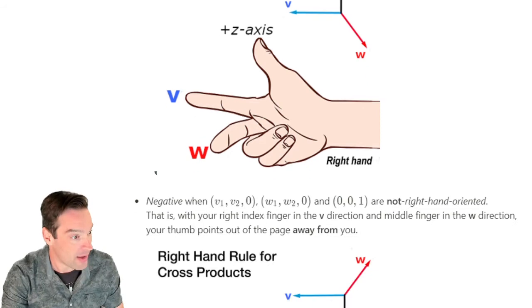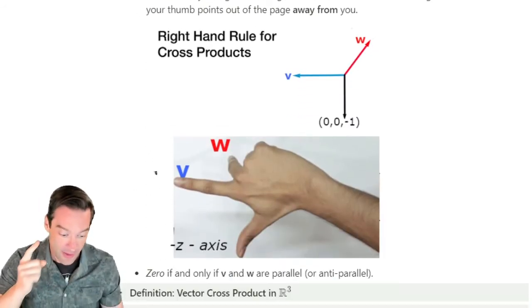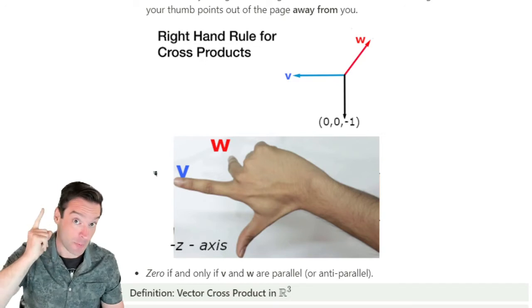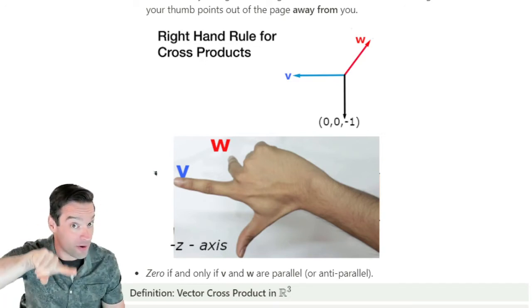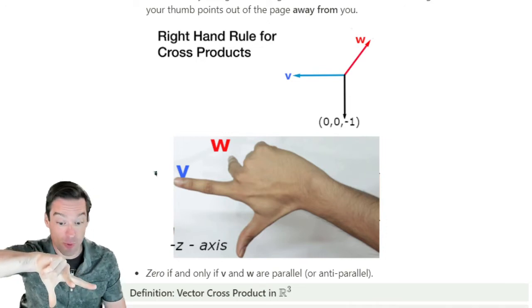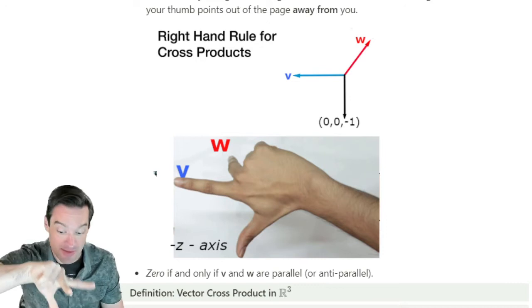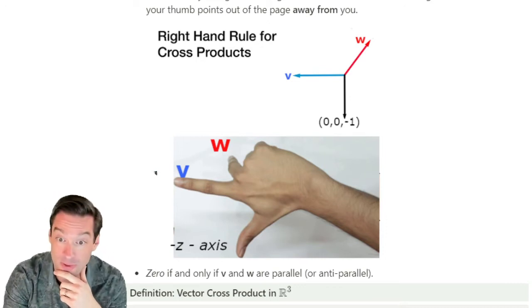And so that's why if I do that, then a negative cross product is going to result when my right hand index finger goes in the V direction and middle finger goes in the W direction, and my thumb is forced to point down through the table rather than up at my face. That's going to be how we recognize a negatively oriented parallelogram.